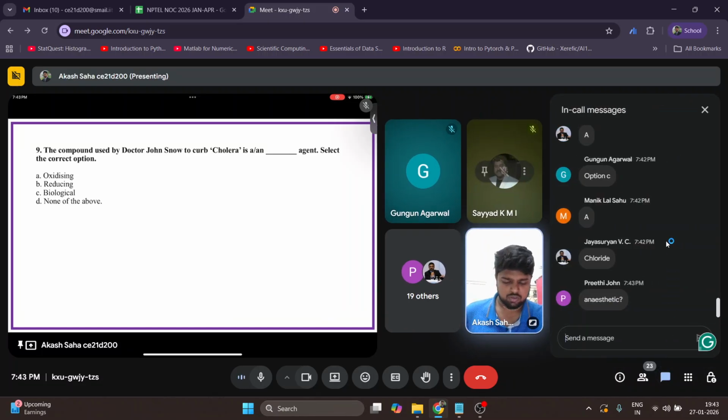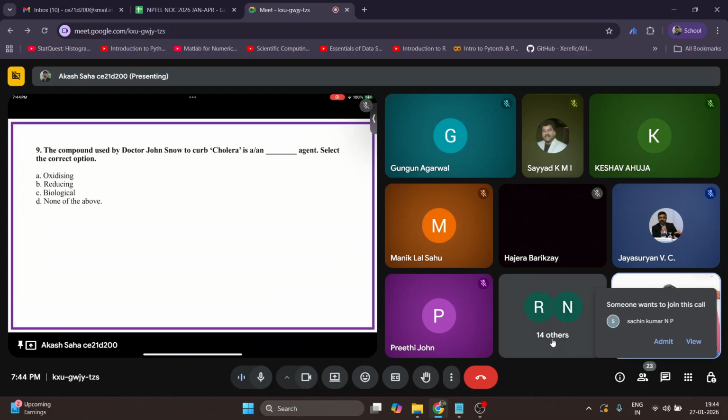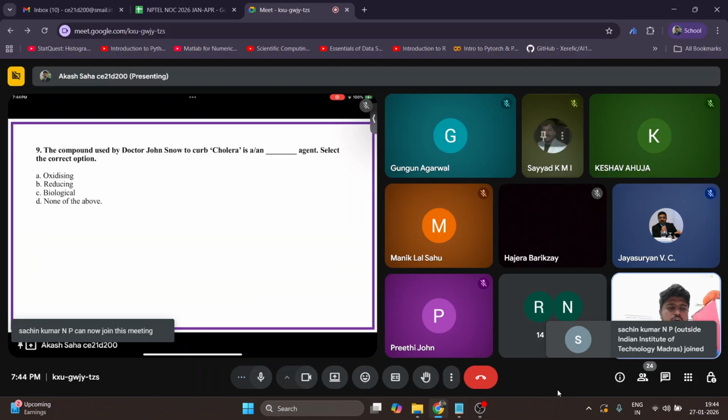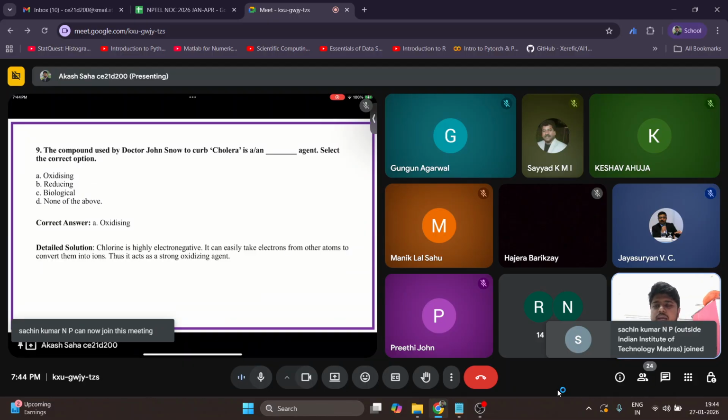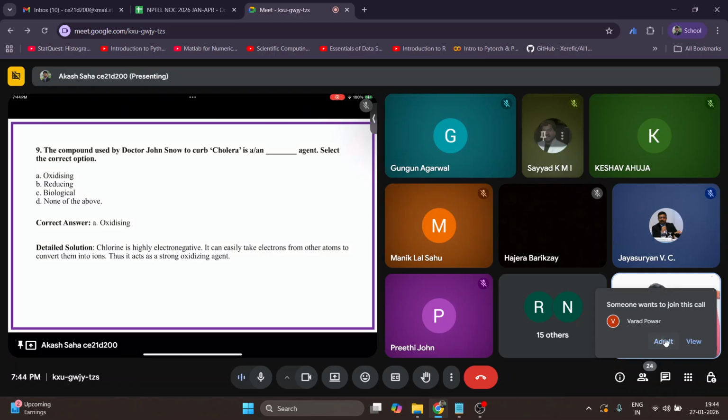So chlorine is the correct answer. Not chloride, it will be chlorine, because in chloride form the disinfection won't be there. Chlorine is an oxidizing agent. Chlorine is highly electronegative and it can easily take electrons from other atoms and convert into ions. That's why it is a strong oxidizing agent.